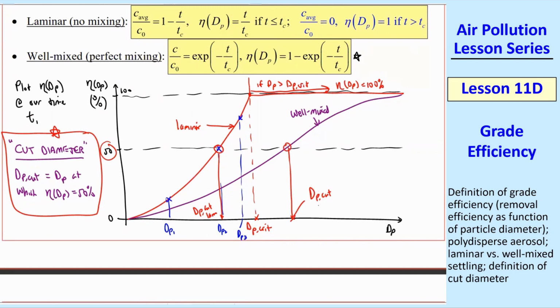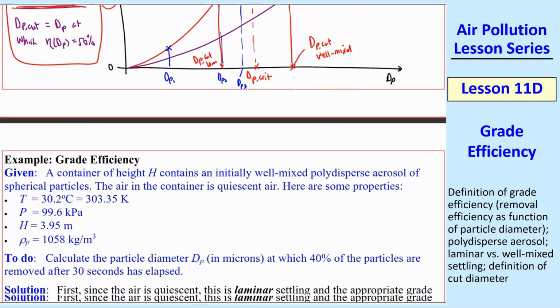And we have a different dp cut for the well-mixed case. In fact, it's larger. Depending on whether it's laminar or turbulent, we can define a cut diameter where the efficiency is 50%. So we're going to use this terminology from now on. We're going to always be plotting eta dp. So I wanted to introduce it in this short lesson. And now I'll do a quick example problem.